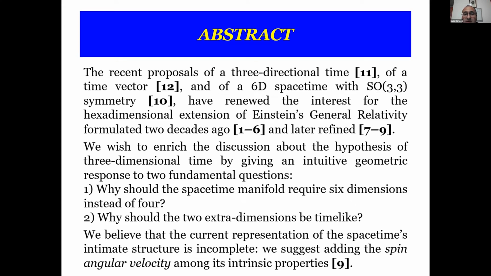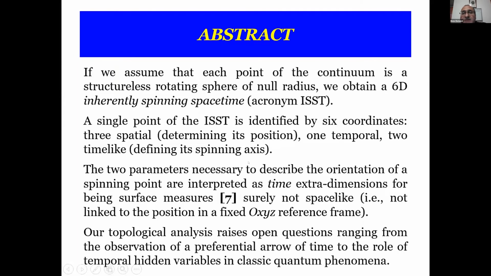We believe that the current representation of the space-time's intimate structure is incomplete. We suggest adding the spin angular velocity among its intrinsic properties. If we assume that each point of the continuum is a structureless rotating sphere of null radius, we obtain a 6D inherently spinning space-time. The acronym is ISST.